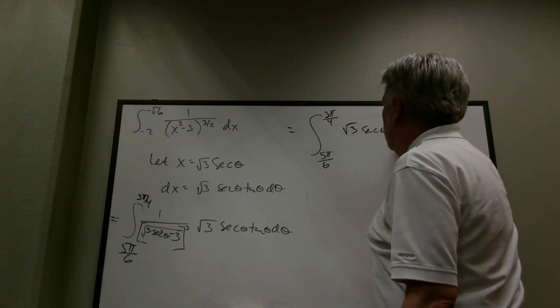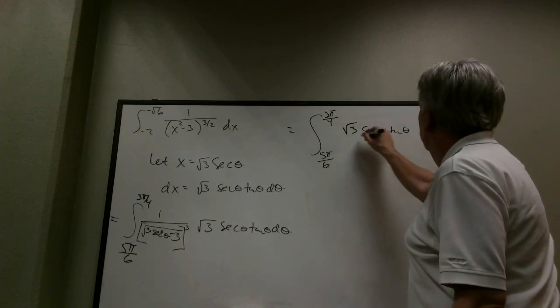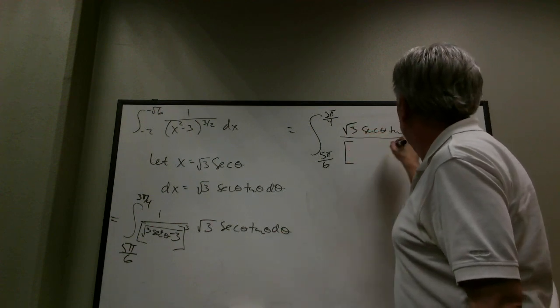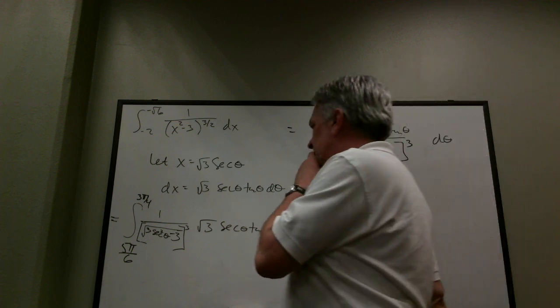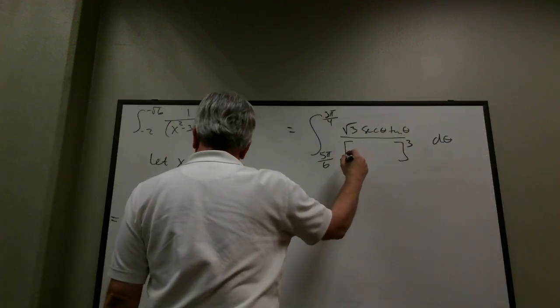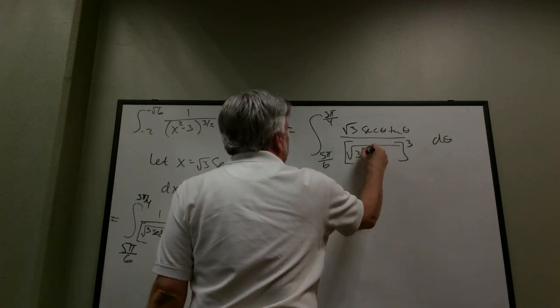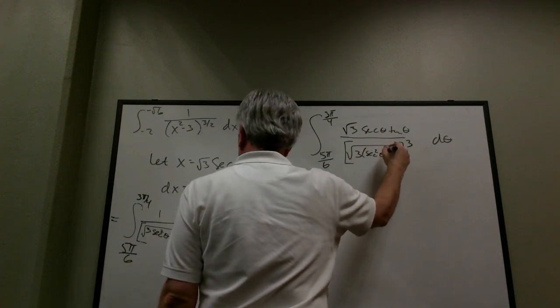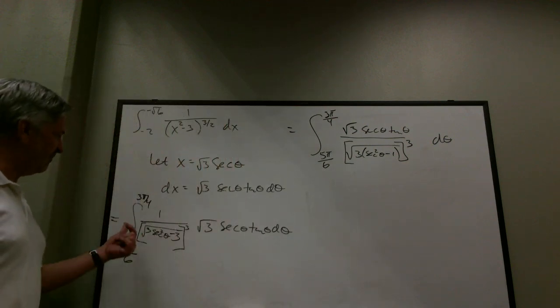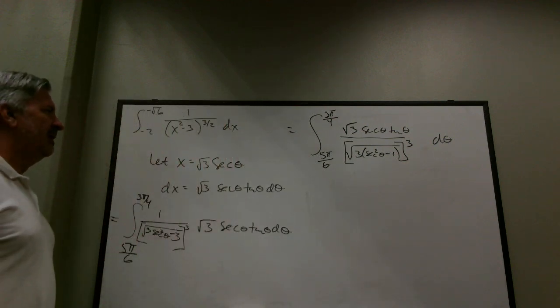Secant theta, tan theta, d theta. I'm putting this in the numerator. And then I'm not worried about the cube yet. Remember, what we want to do is factor a 3 under the radical. So it's the square root of 3 times secant squared theta minus 1. So all I did in that step was factor out a 3. That's all I did.